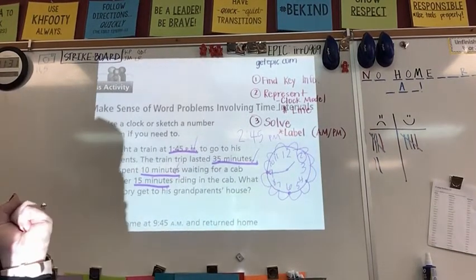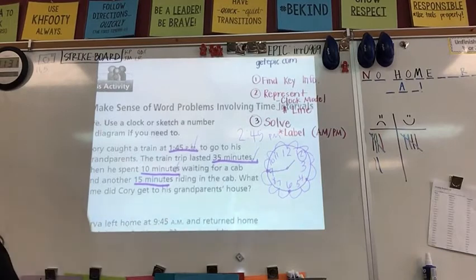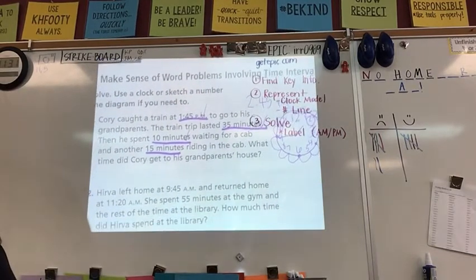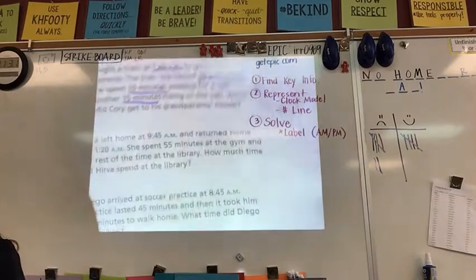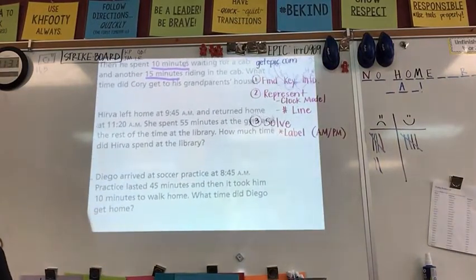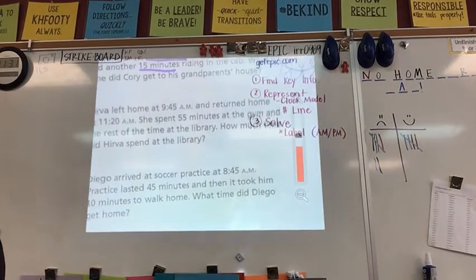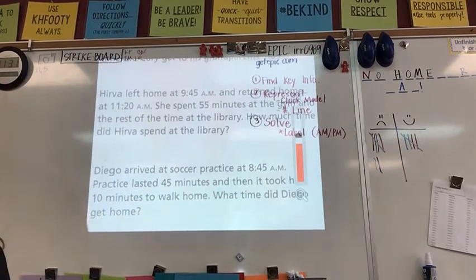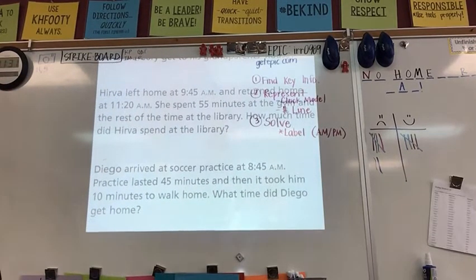Let's move on to numero dos. And actually, we're going to do numero tres. Please follow along with me as I read this problem for you. Okay. Diego arrived at soccer practice at 8:45 a.m. Practice lasted 45 minutes, and then it took him 10 minutes to walk home. What time did Diego get home?